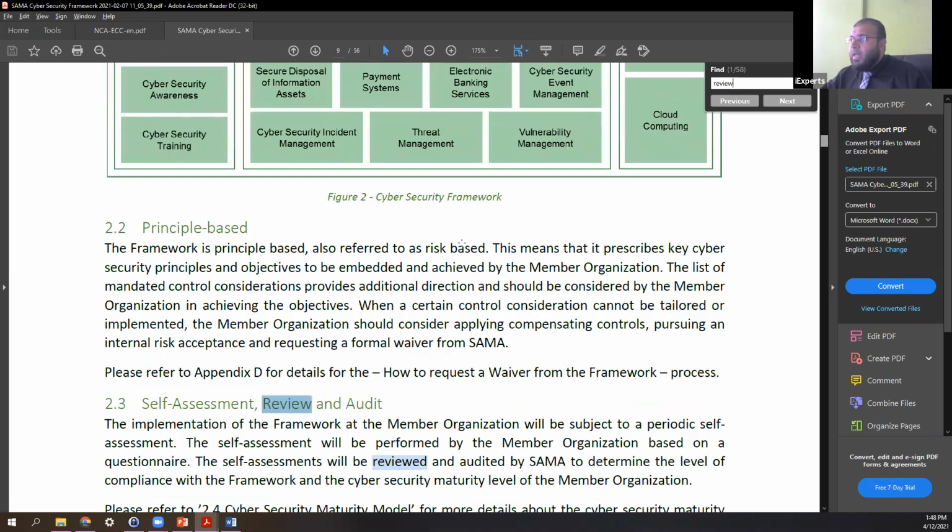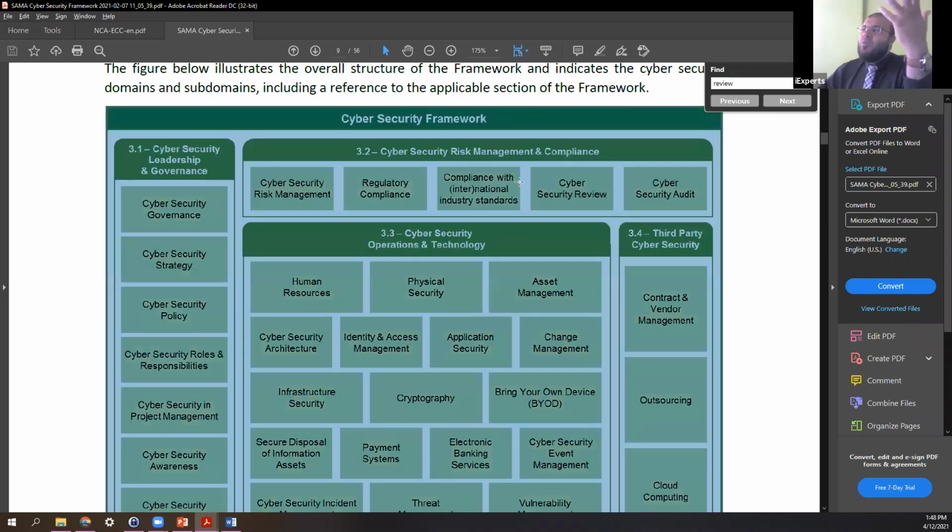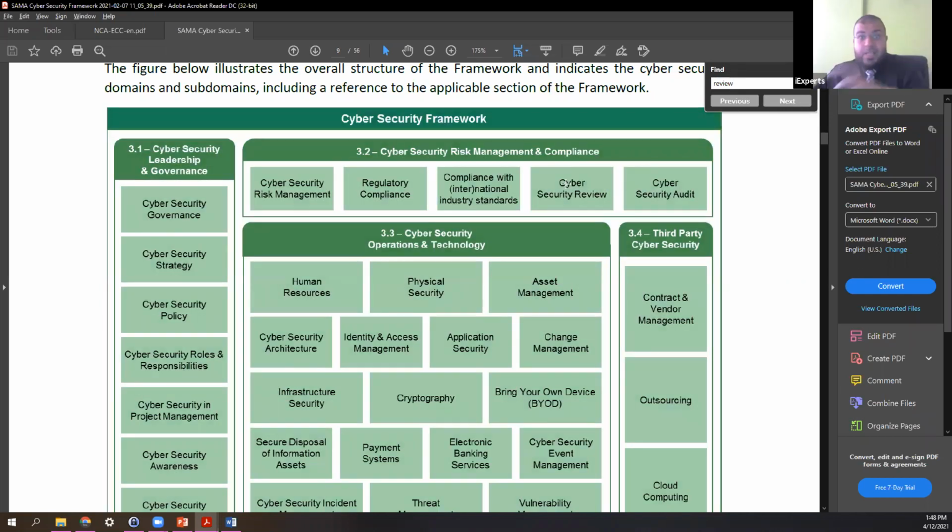Again, it exists also on the level here of the cybersecurity review. On the compliance level, I think it is the same. It's the same like the NCA. I hope I answered you, Rami. I hope you understand me. Thank you. Yes, perfect.